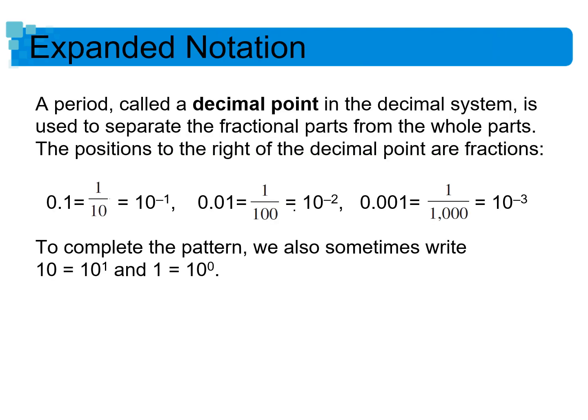Now, just as a reminder, you have the decimal point, and then everything to the right of the decimal point is actually fractional parts of the whole number. And so 0.1 represents 1/10, and that is the same thing as 10 to the negative first power. 0.01 is 1 over 100, which is the same thing as 10 to the negative second power. And then 0.001 is 1 over 1,000, 10 to the negative third power, and so on.